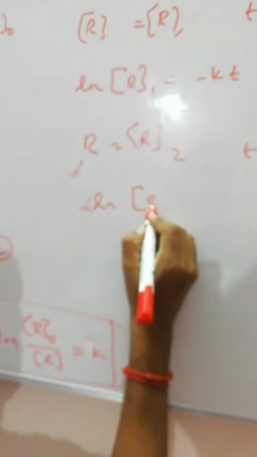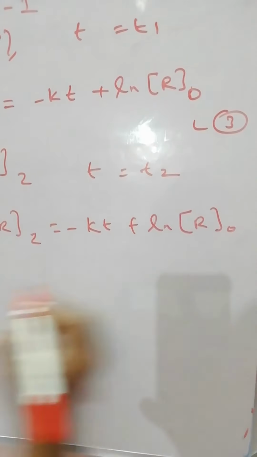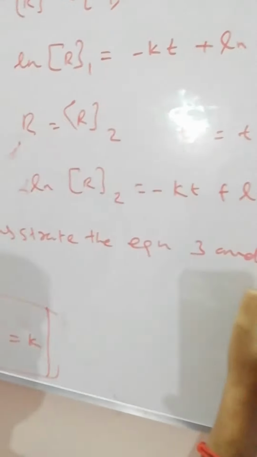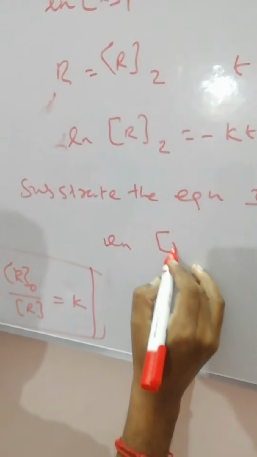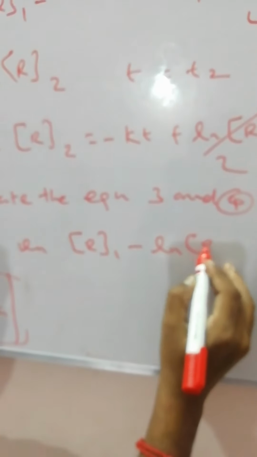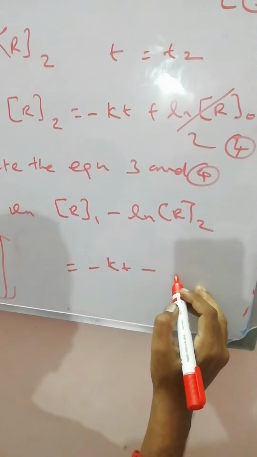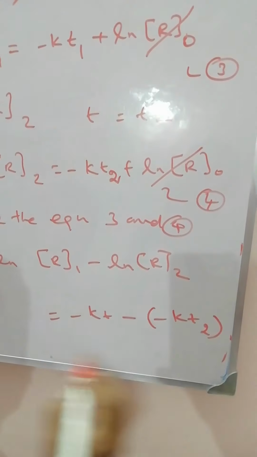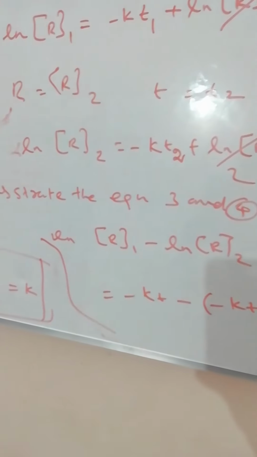ln R2 equals minus kt2 plus ln R0. Subtract equation 3 and 4. You get this cancel. ln R1 minus ln R2 equals minus kt1 minus minus kt2. This is the thing we derived, because both things cancelled.